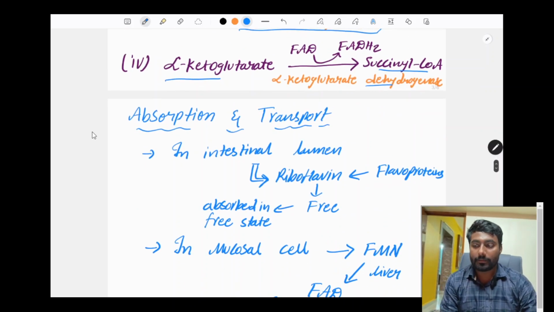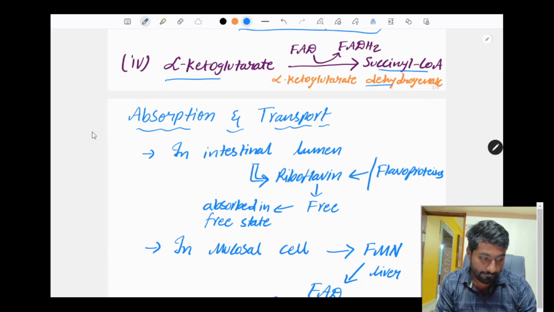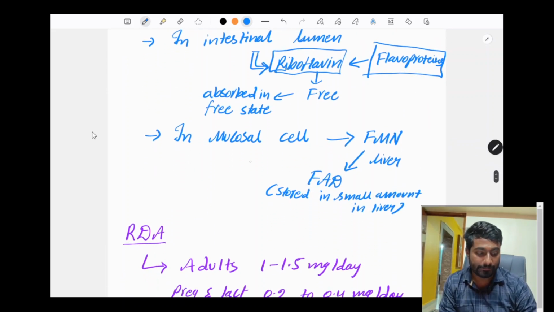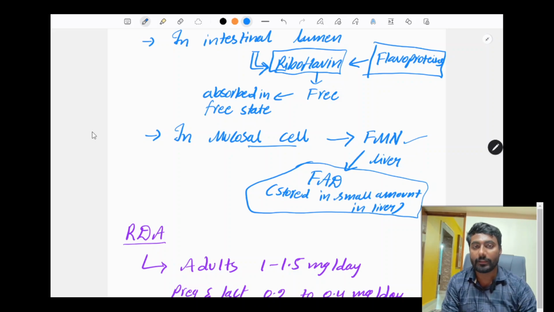Now, if you see the absorption and transport of riboflavin, absorption mainly happens in the intestinal lumen, where whenever we take flavoproteins, they get broken down into riboflavin, and this free riboflavin is absorbed from the intestine. In the mucosal cells, this riboflavin is converted into FMN, and in the liver, it is converted into FAD, and small amounts will be stored in the liver.